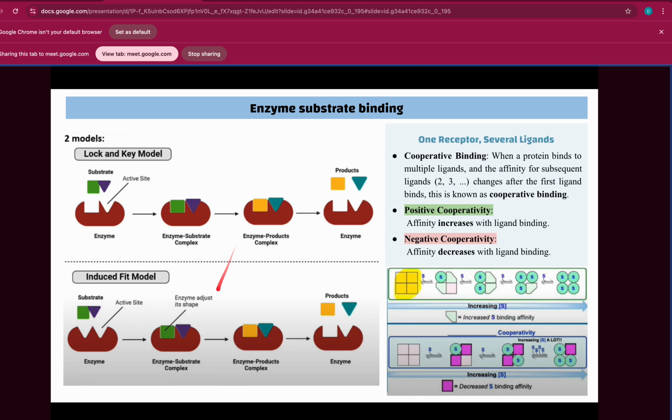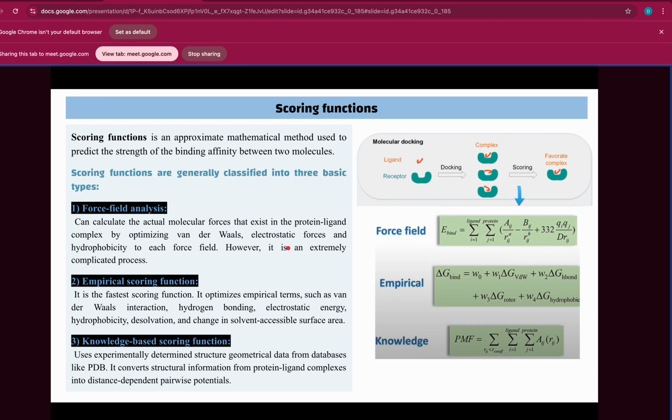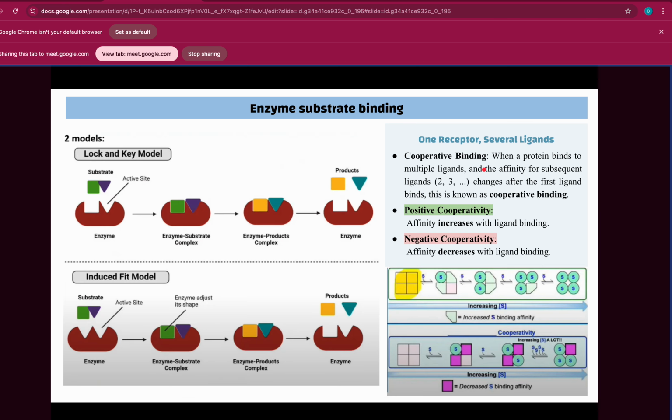So these are different models and different hypotheses, because in docking, when we are looking for binding affinities, we are also looking for the interactions. So during docking, you have to select whether you want to keep your protein rigid or whether you want to allow it to move. Next concept is one receptor and several ligands. In that case, the concept of cooperative binding comes, because in the previous case we were only talking about one ligand, but what if more than one ligand is binding to my target protein?